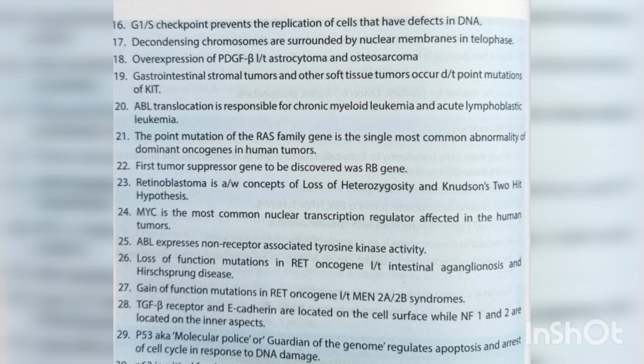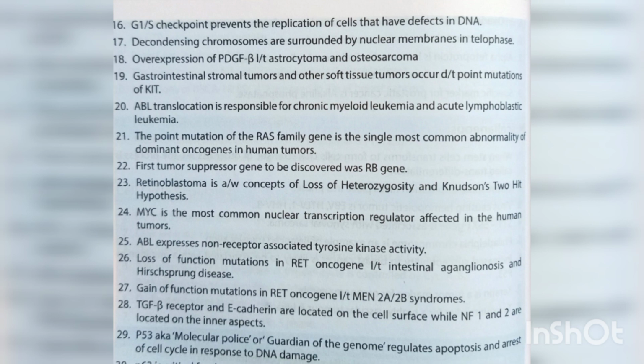Overexpression of PDGF beta leads to astrocytoma and osteosarcoma. Gastrointestinal stromal tumors and other soft tissue tumors occur due to point mutations of KIT. ABL translocation is responsible for chronic myeloid leukemia and acute lymphoblastic leukemia. The point mutation of the RAS family gene is the single most common abnormality of the dominant oncogenes in human tumors. First tumor suppressor gene to be discovered was RB gene.